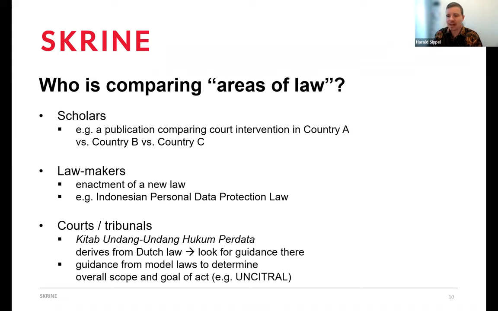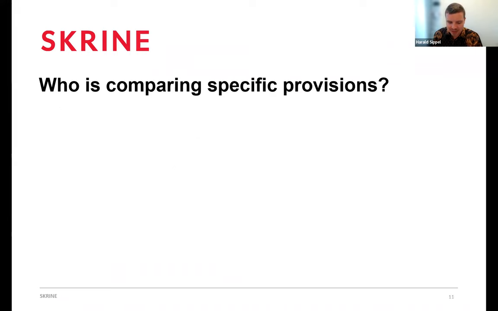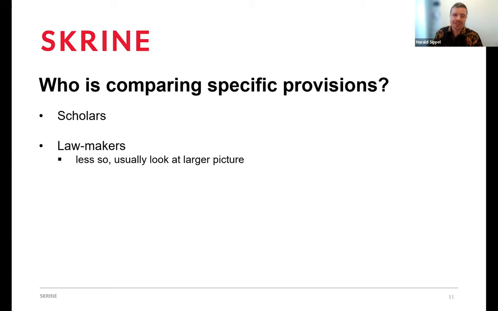But I don't see any hands going up, so I'll move on as I think I've already taken almost an hour and a half. Who is comparing specific provisions? You know, keep in mind, my example was a specific provision of what the rules say on damages for psychological injury. For scholars, again, I think it's clear by now. For lawmakers, it's usually not the case because lawmakers do not deal with only one specific provision, but usually with laws in general.